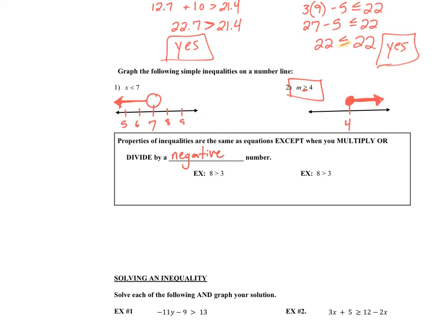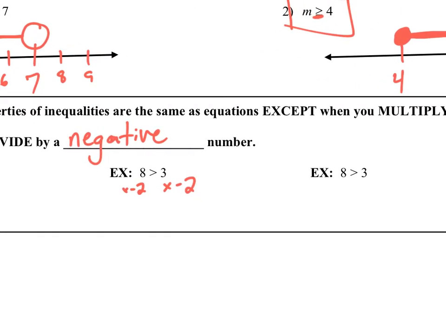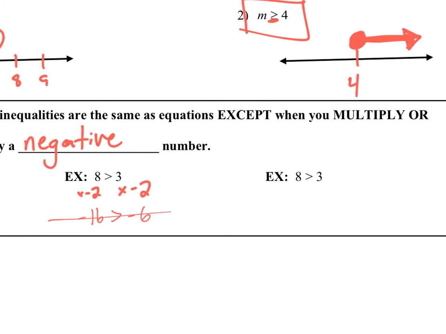So let's pretend we multiply by negative 2. Multiply the left by negative 2 and the right by negative 2. We end up with negative 16 is greater than negative 6. Is that true? Is negative 16 greater than negative 6? No. So when we multiply by a negative, it actually made the inequality untrue.